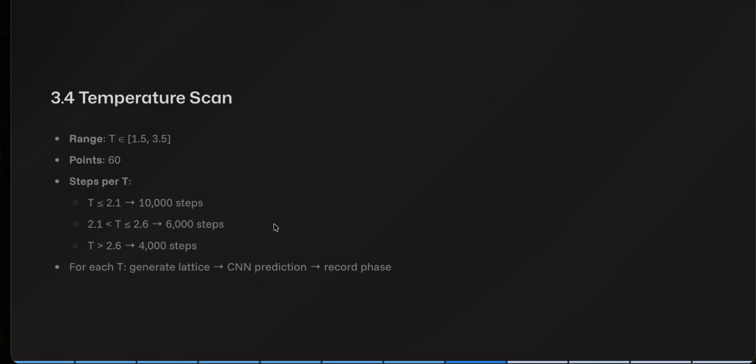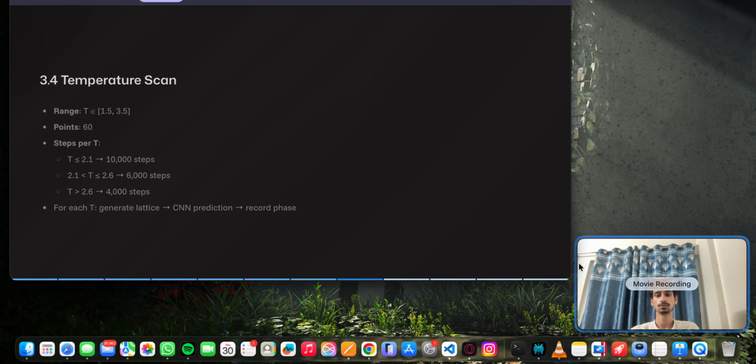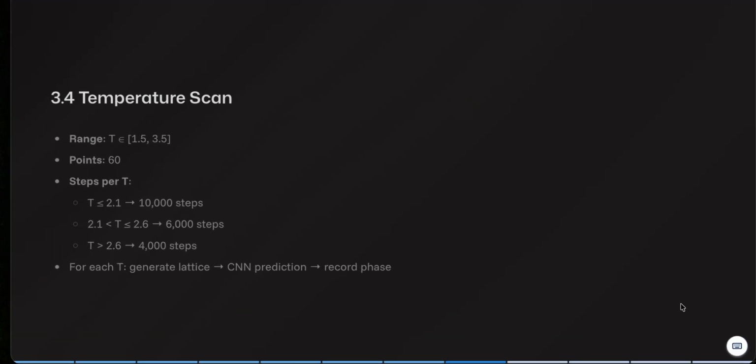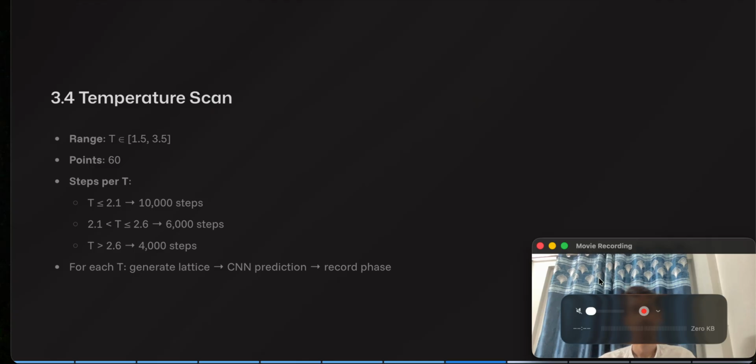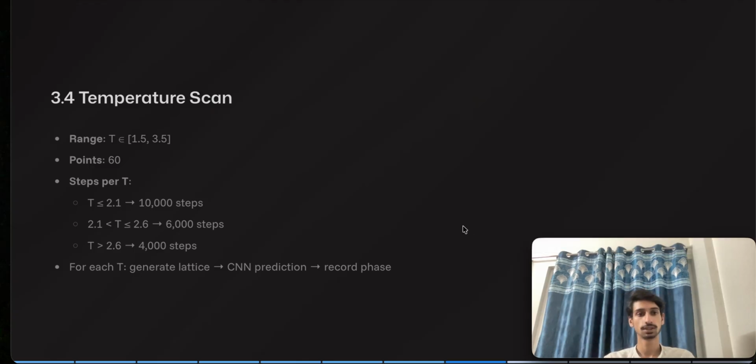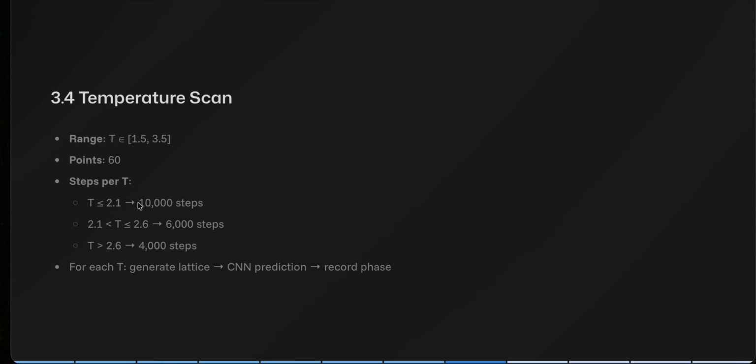We scan temperature from 1.5 to 3.5, like slowly heating the magnet. At low temperature, less than 2.1, we use 10,000 steps, since spins need to form large stable domains.